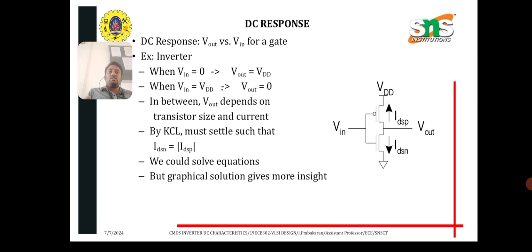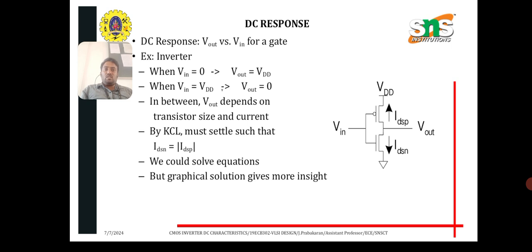CMOS inverter structure. The CMOS inverter consists of a PMOS transistor connected in series between VDD, which is the supply voltage, and the output Vout, and an NMOS transistor connected between Vout and ground. The gate terminals of both transistors are connected together and serve as the input Vin to the inverter.